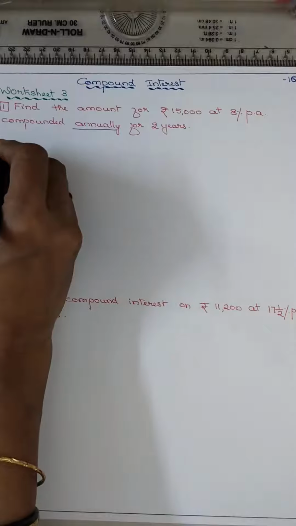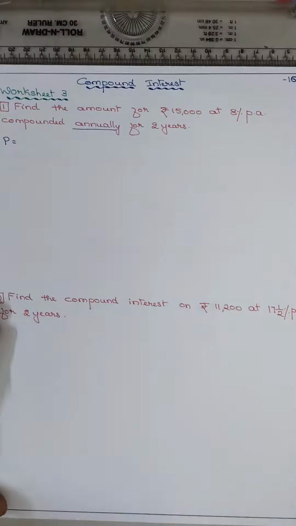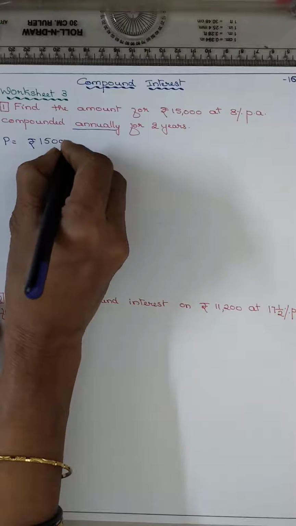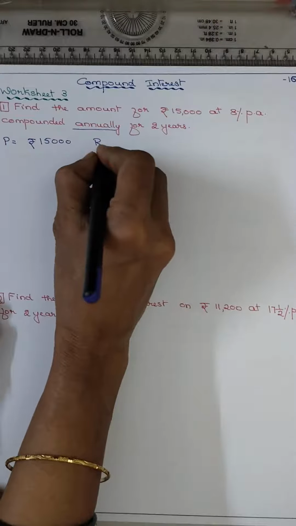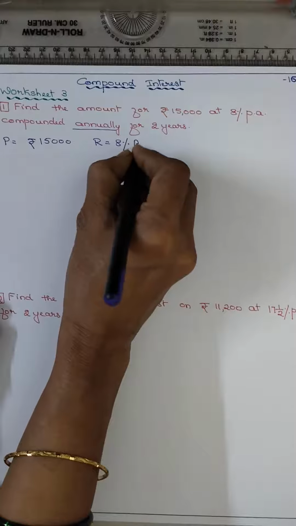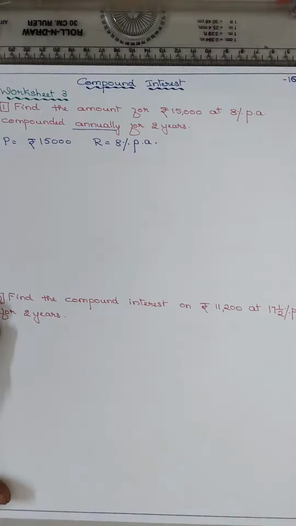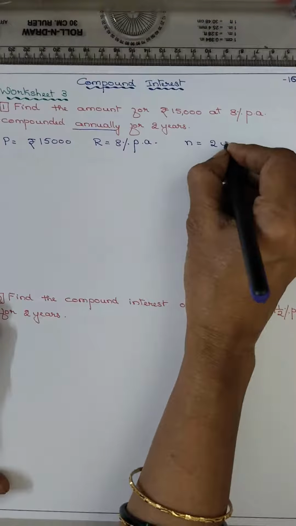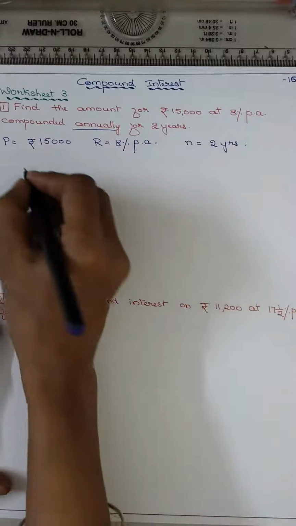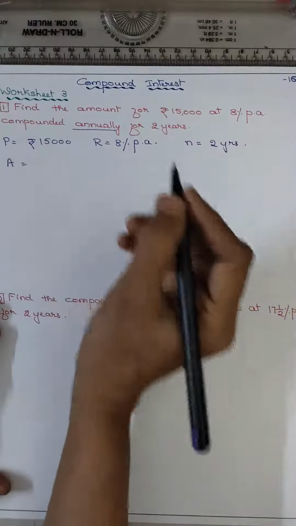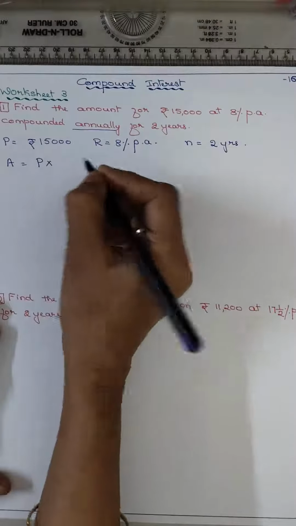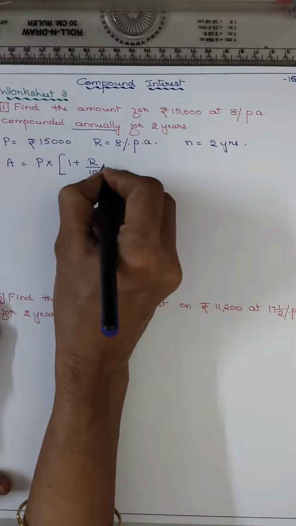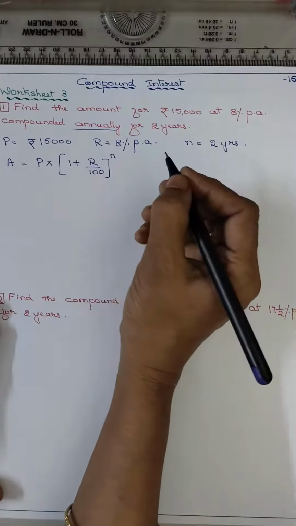So first it is a principal. How much is it told? 15,000. R is 8% per annum. So there is no change, write as it is. And time, that is N, we are writing as 2 years. So amount, find the amount. What is the formula? P into bracket open 1 plus R upon 100 the whole raised to N.